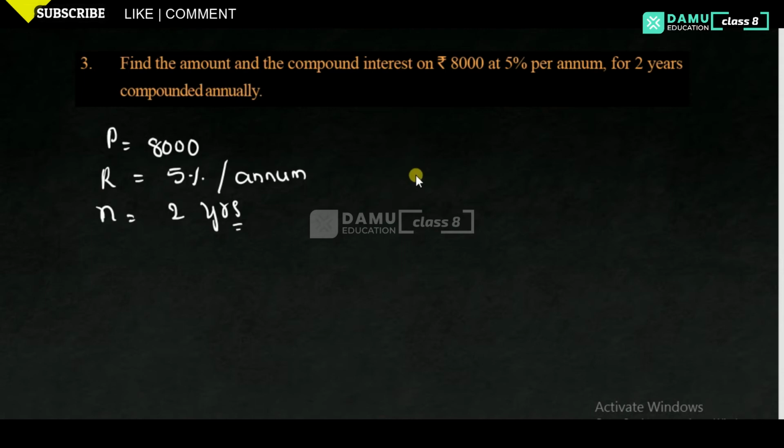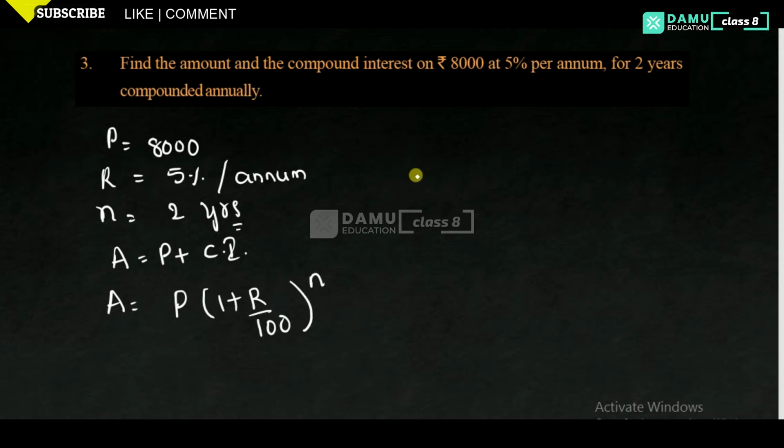So the amount will be equal to principal plus compound interest. Normally for compound interest, we take the amount formula. The amount will be equal to P into 1 plus R by 100 whole power n. Here n is the number of years. If it is 1 year, it will be normal simple interest. If it is 2 years or more, compounded, we have to use this amount formula.